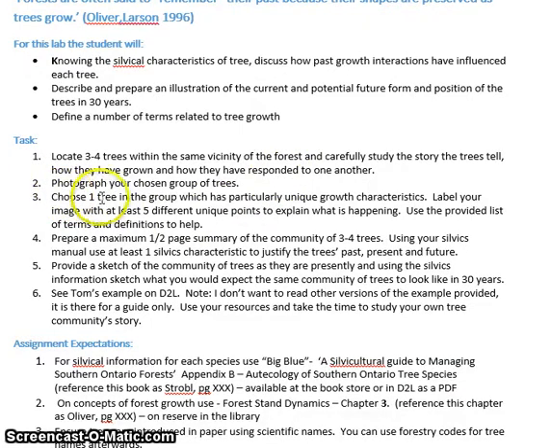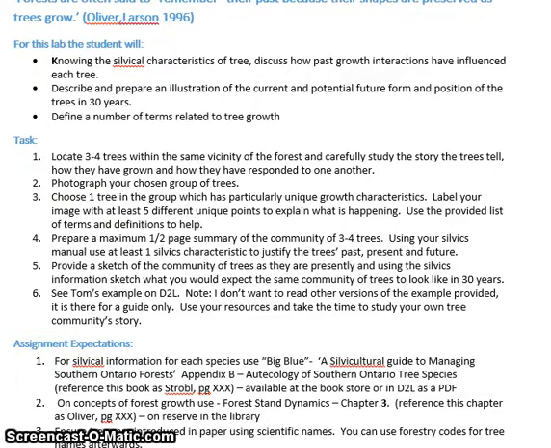Okay, choose one tree in particular from the group with probably the most unique growth characteristics or the most unique story to tell, if you'd say, and then label using 5 different points to explain what is happening. So look for 5 different things. That shouldn't be hard to do. And then these 5 points are going to explain what exactly is happening with the tree. Okay, why does it look this way?